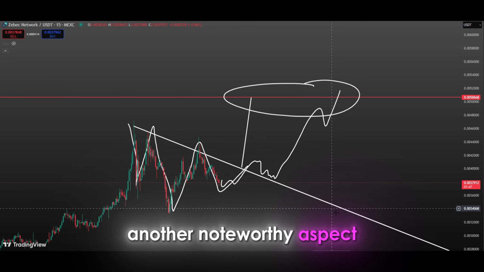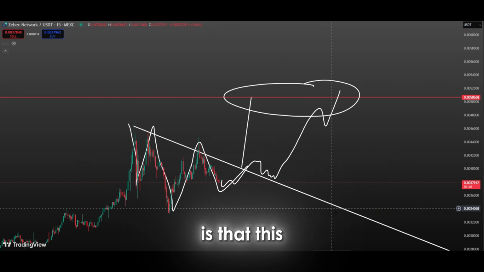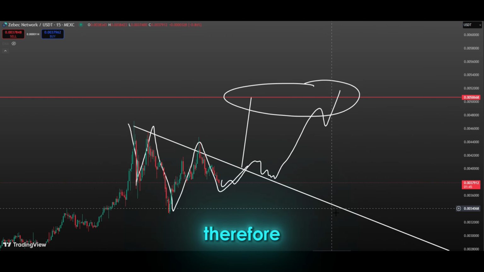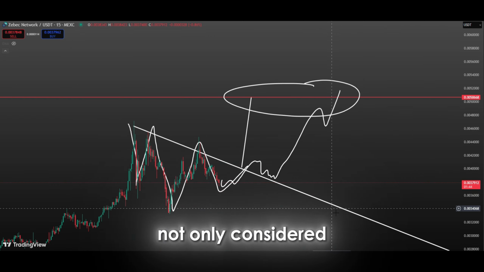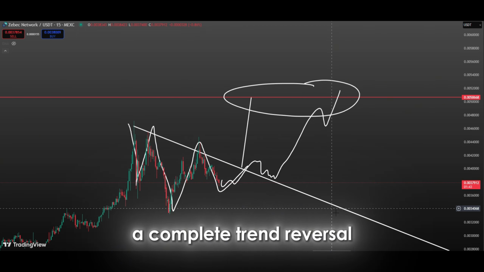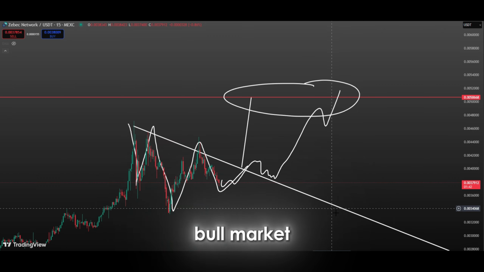Another noteworthy aspect of inverted H&S patterns is that this structure is often seen during long-term trend reversals. Therefore, such patterns are not only considered as a short-term bullish prospect, but also as an indication of a complete trend reversal and a prolonged bull market. This allows traders to hold their positions longer and be patient. If the current structure is supported by volume, there is a high probability that the price will break the neckline and reach the set target.